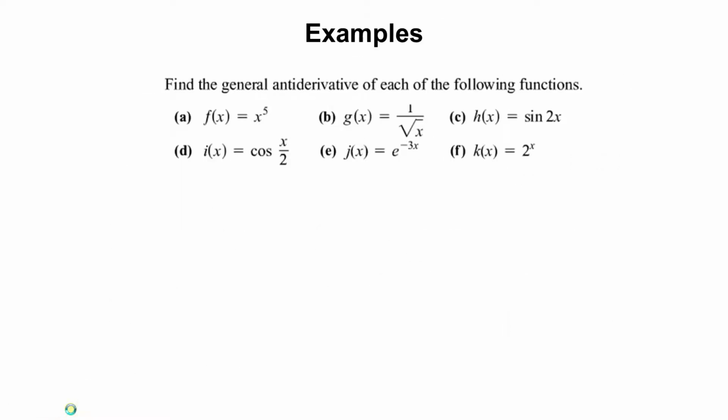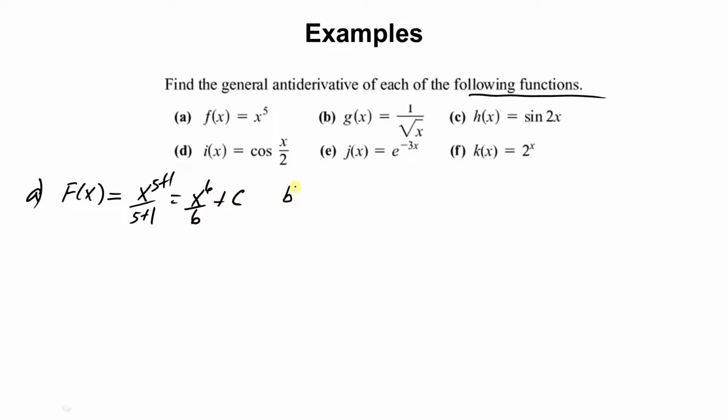Now, let's find the antiderivatives of each of the following functions. Number A, if f of x is equal to x to the fifth, then capital F of x, using our power formula, will be x to the 5 plus 1 over 5 plus 1 equals x to the 6 over 6 plus a constant.